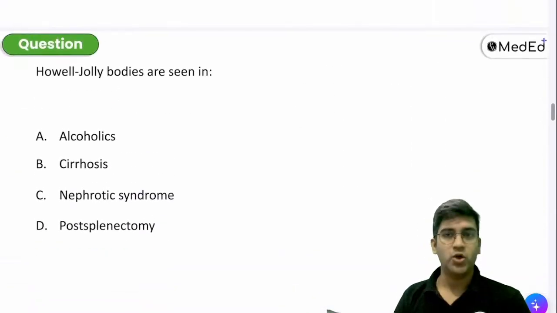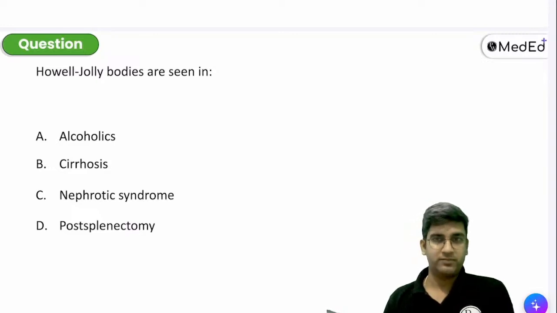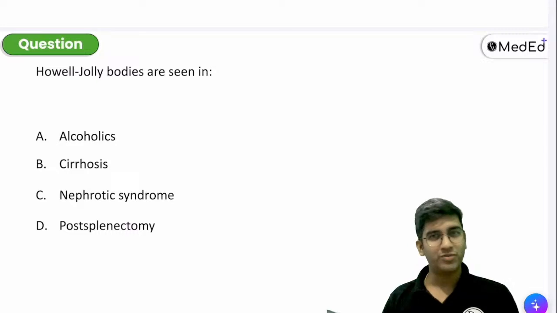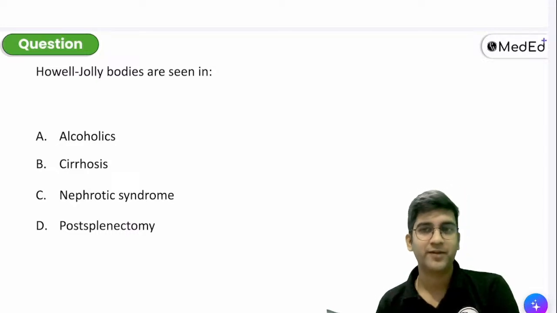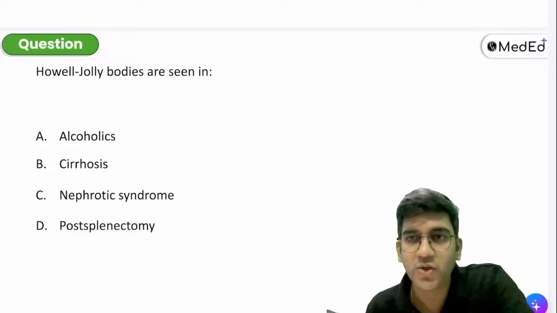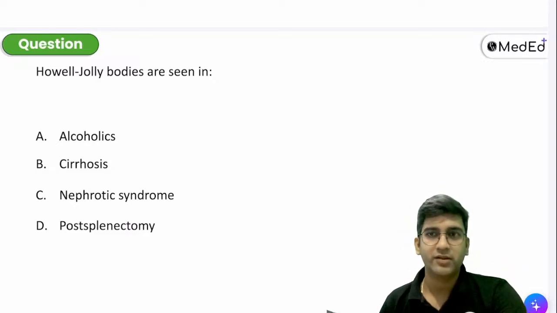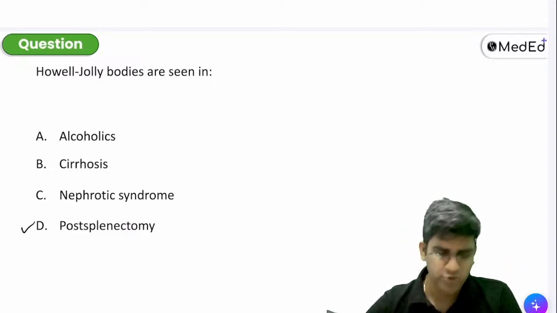Okay, there are only two stains we have for RBC. One is Leishman, one is new methylene blue. Next, Howell-Jolly bodies. Where do you see Howell-Jolly bodies? We have a simple way to remember all the inclusion bodies also. Don't worry about it. Rahul has gone with D. Anyone else? It's D, right? Post-splenectomy.